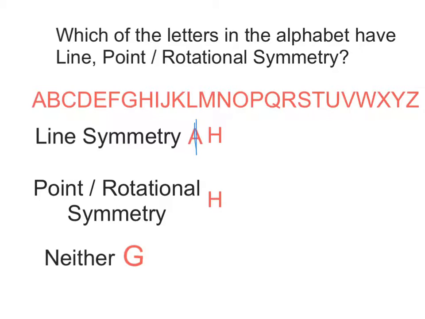What I'd like you to do is finish these letters, please. You're going to go through all the letters and put them into one of these categories. Some of them will go into both the line symmetry and the point symmetry categories. Others will just go in line, others will just go in point, and some will go into neither. So finish that for homework, please.